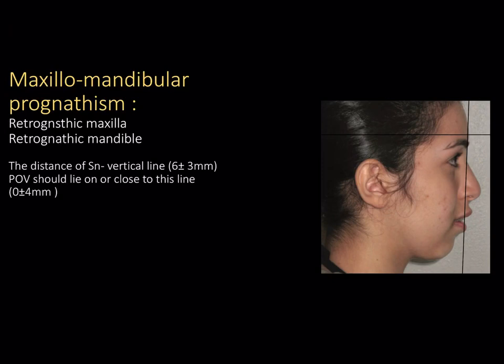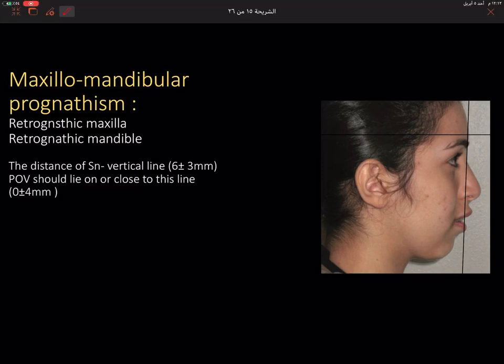Maxillomandibular prognathism, there is a retrognathic maxilla and mandible, because see here the distance from the subnasale to this vertical line is about 2 mm, and from the pogonion to this vertical line it's about 6, but the normal value for the subnasale must be 6 plus or minus 3, and the pogonion 0 plus or minus 4.